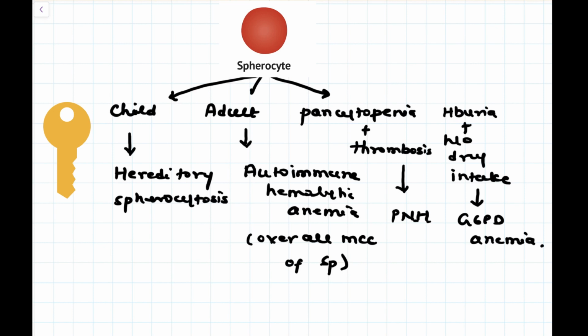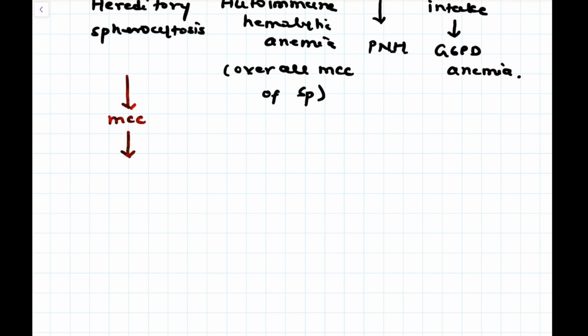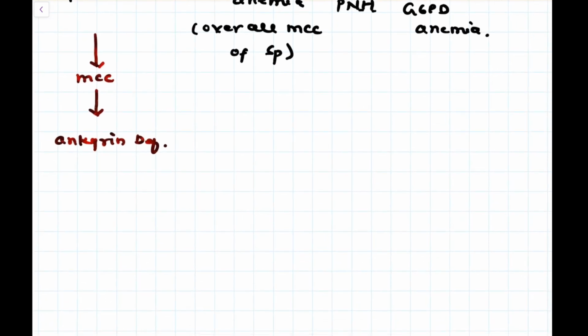Tell me friends, what is the most common cause of hereditary spherocytosis? If you are dealing with HS, what is the most common cause? Most common cause of HS is ankyrin deficiency. In the case of AIHA, most common cause is autoimmune diseases. Although most AIHA are idiopathic, we do not know the cause. But if you are asking the particular reason for AIHA, say it's an autoimmune disease.